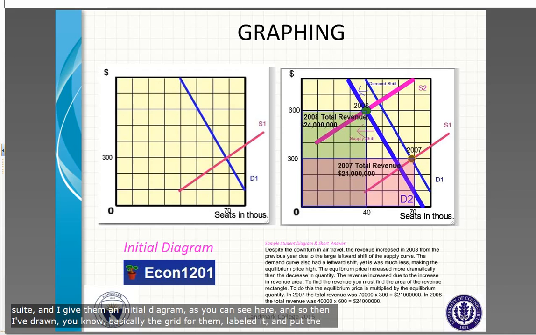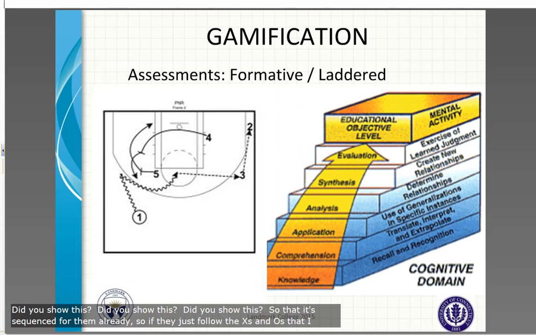You might not be able to see that one, but this one's about airlines and how they had a price shock, and that shifted the supply curve back. And then there was also a change in demand due to a recession, and so demand fell. So I have them walk through this, and I have a rubric for them to say, did you show this, did you show this, did you show this, so that it's sequenced for them already. So if they just follow the X's and O's that I give to them, then they can produce this diagram at the end.